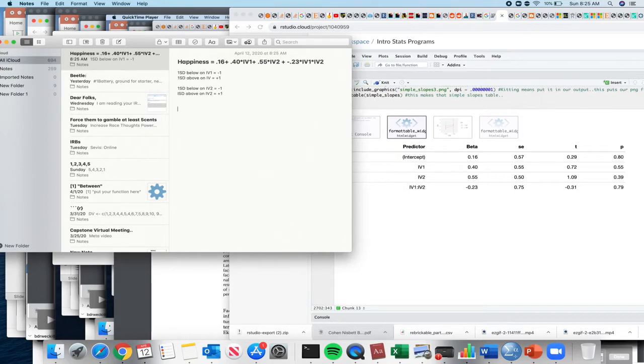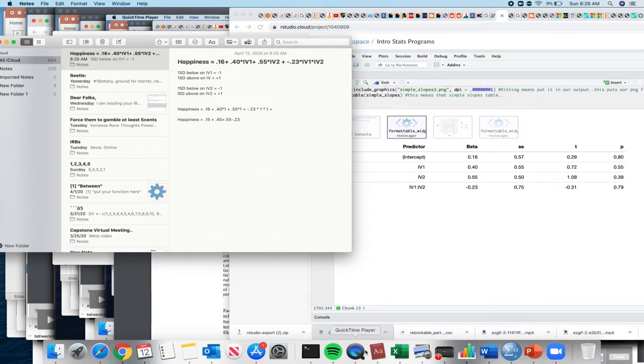So if we want to get our predicted values of happiness, we'll just do 0.16 plus 0.40 times 1, times 1 for 1 standard deviation above the mean, plus 0.55 times 1, plus negative 0.23 times 1 times 1. I just took my values from here and plugged them into the equation. So when we're doing that, what's our predicted value of happiness? Happiness equals 0.16 plus 0.40 plus 0.55 minus 0.23.